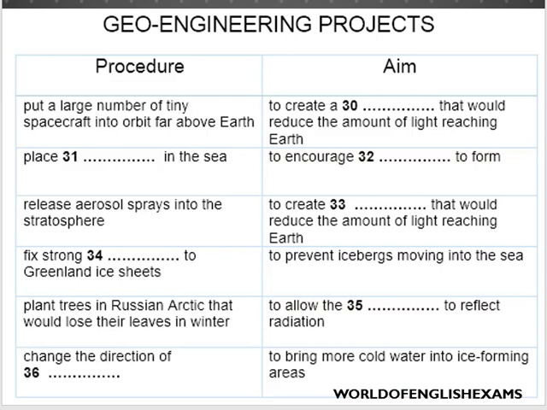So here they are discussing some procedures and their aims. Let's see the first one. Put a large number of tiny spacecraft into orbit far above Earth. So what is the procedure? They are putting a large number of tiny spacecrafts above the Earth. Okay, then what is the aim of doing so? To create a dash that would reduce the amount of light reaching the Earth. So their aim is to create something that could reduce the amount of light. That means they want to dim the globe.